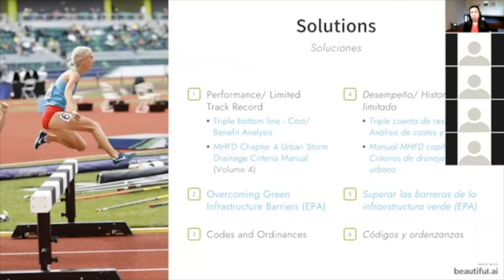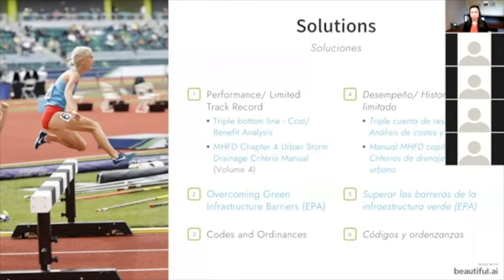Here are a lot of different resources for you on overcoming some barriers. There's the triple bottom line, cost benefit analysis. The Mile High Flood District has been working really hard on Chapter 4 of their Urban Storm Drainage Criteria Manual. Chapter 4 should be coming out in 2022, but Chapter 3 is available on their website right now. It has really great recommendations for best practices on how to install rain gardens and other types of green infrastructure as well.